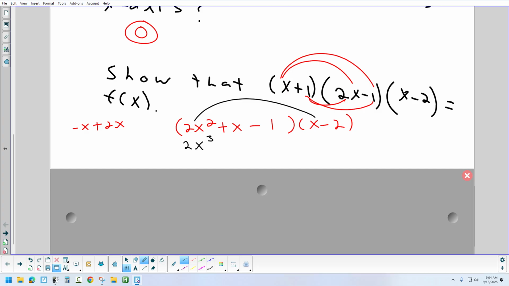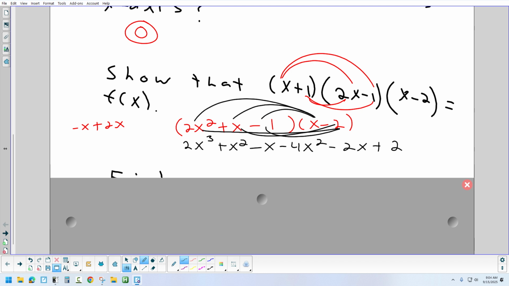How about, let's do this. X times x, that gives me how much, Emma? X squared. That's x squared. And we got one more to do with the x. X times -1 is -x. Now, the last thing is distribute the -2. Okay. What's 2x squared times -2? Evan. -4x squared. Yep, -4x squared. -2 times x is -2x. -2 times -1 is +2.